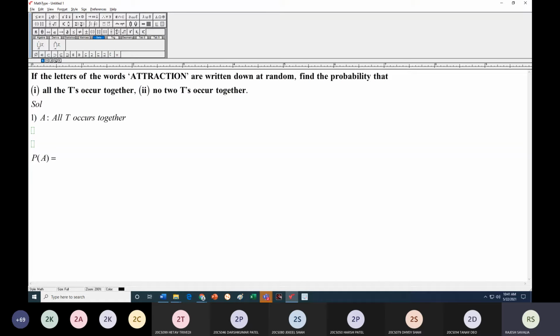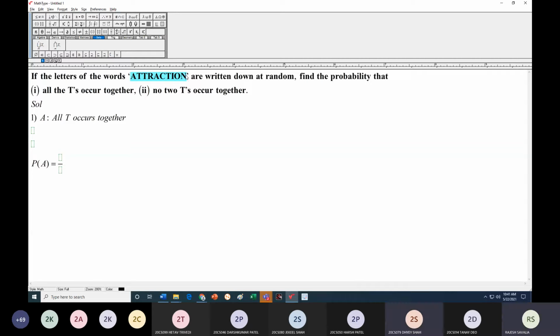So the probability of A says number of desired outcomes divided by total number of outcomes. So let us calculate the total number of outcomes. Now look at this. You are going to arrange these letters randomly. Am I right or wrong?